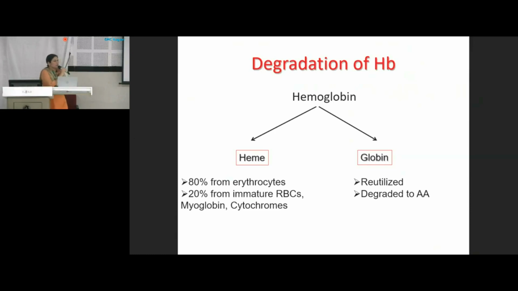When the RBCs get senescent, these will be taken up by the macrophages of the liver, bone marrow and spleen, and so there will be degradation. There will be first lysis of the RBCs, and so there will be degradation of the hemoglobin, and this hemoglobin is degraded into heme. 80% is from senescent RBCs and 20% is from immature RBCs as well as from myoglobin and cytochromes. While globin, which is released, is also degraded to amino acids, and amino acids are reutilized.